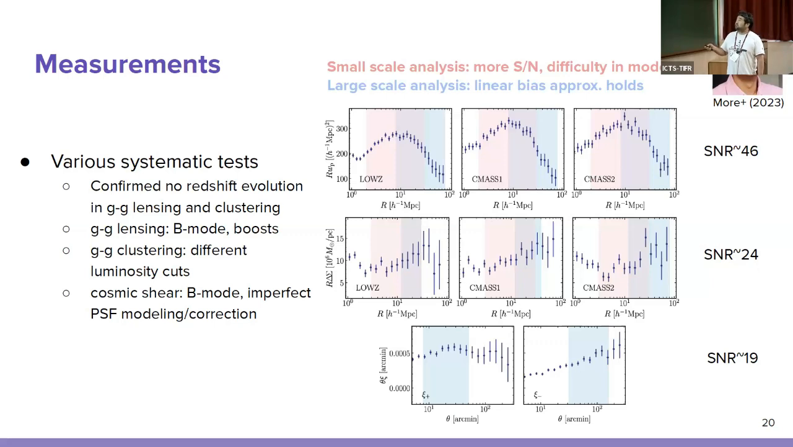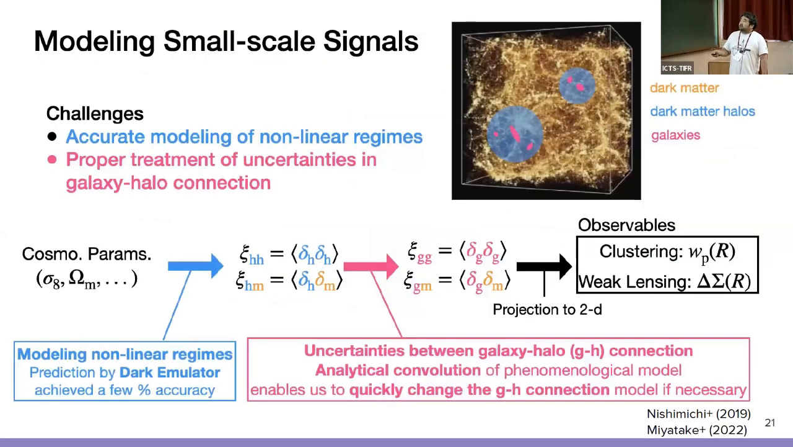Actually, Surhud wrote a paper on this, and I won't go into the details, but let me mention that for the small scale analysis, we go down to 2 megaparsec for clustering and 3 megaparsec for lensing. So the small scale analysis goes into the quasi-nonlinear scale, so it's difficult to model this, and there is also unknown galaxy physics coming in.